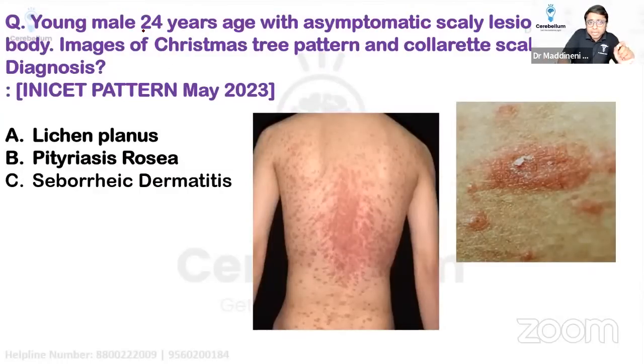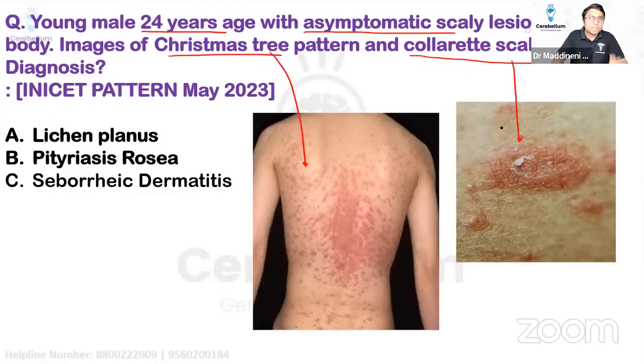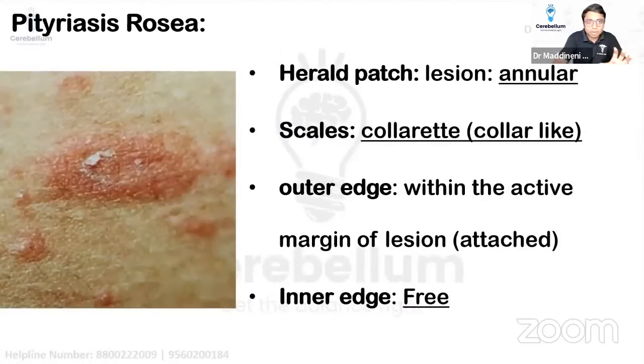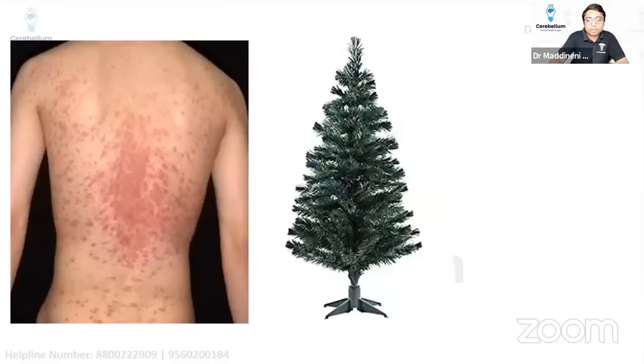A young male, 24 years of age, complaining of asymptomatic scaly lesions over the body, and the images were given, which were showing this Christmas tree pattern of the small lesions, and collarette scaling was also shown. So if this was the clinical picture which was given in the MCQ, then the answer is going to be pityriasis rosea.